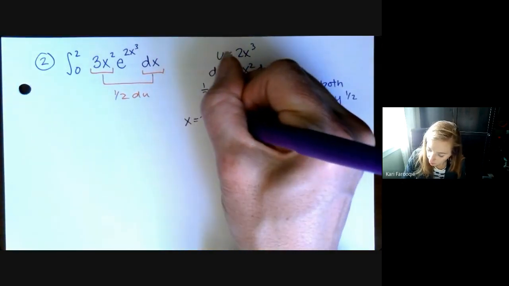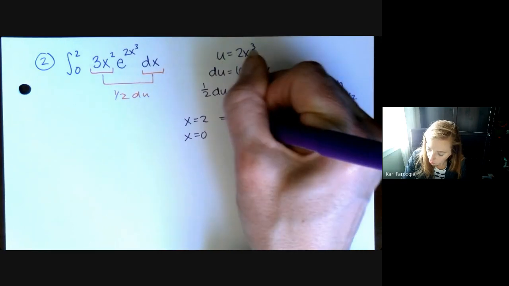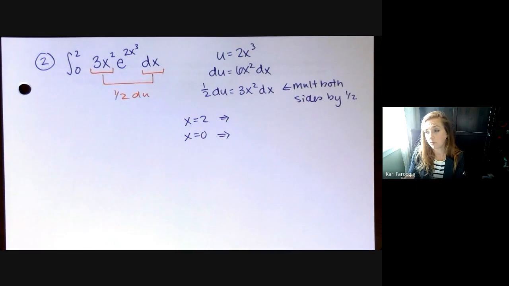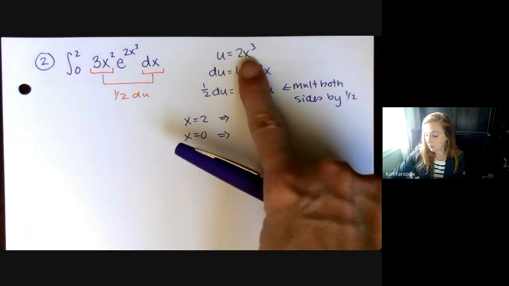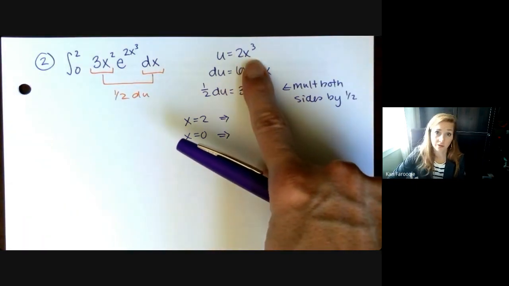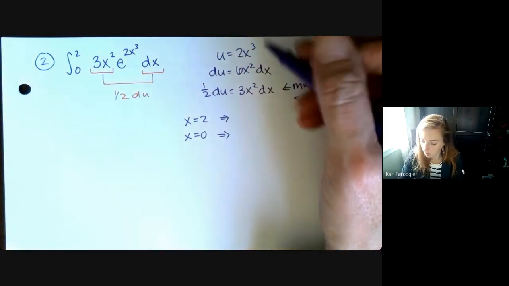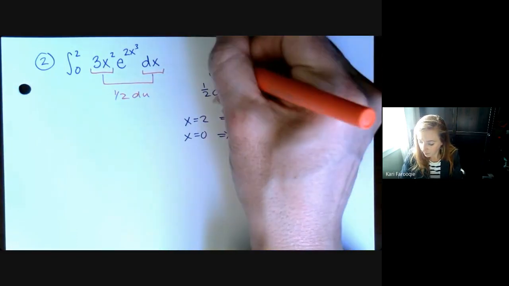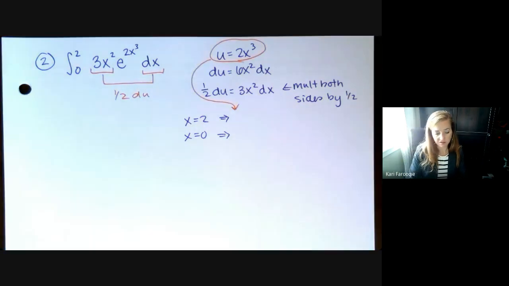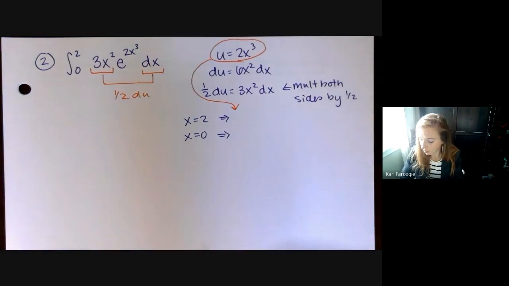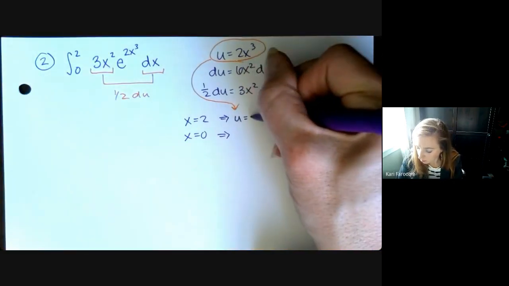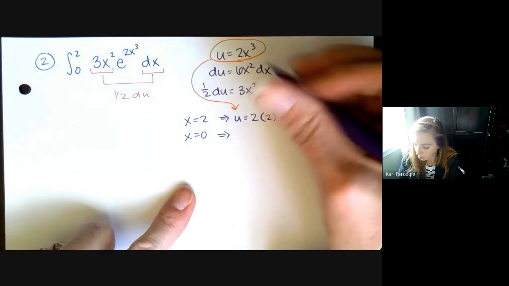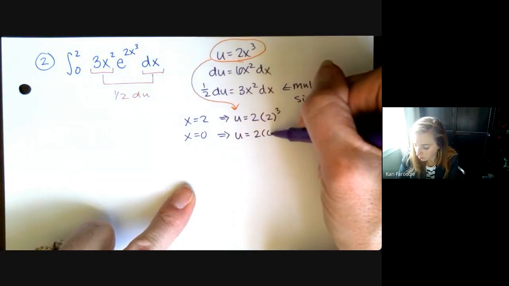I have x going from 0 to 2. And what I need to do is get this rewritten in terms of u. Well, u, we said, was 2x cubed. So I'm going to take my u, which is the 2x cubed, and I'm going to rewrite my limits of integration using that quantity. So that means that u is 2 times whatever x is cubed. And I'm going to do the same thing for 0.